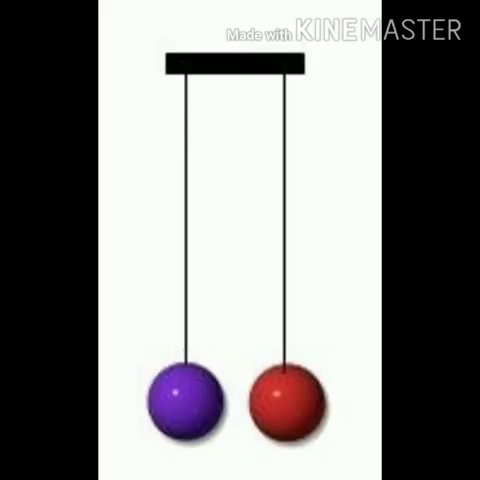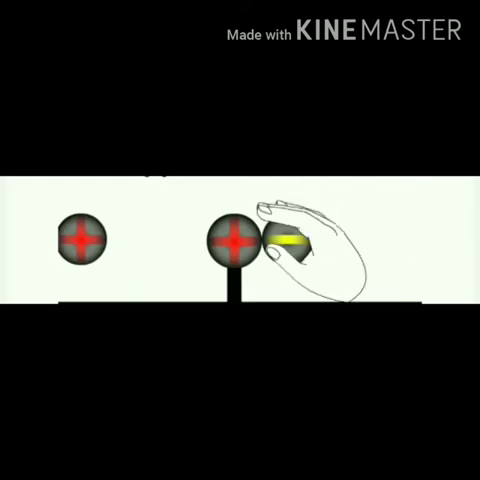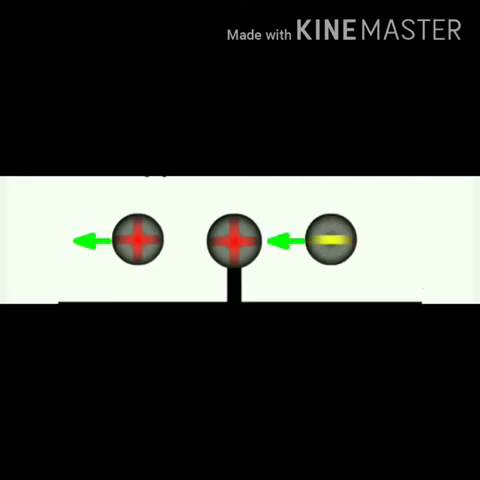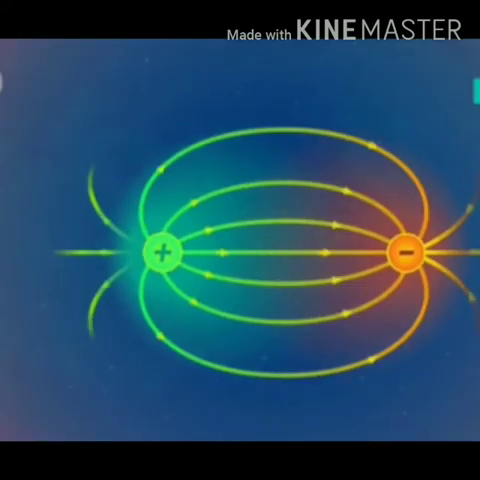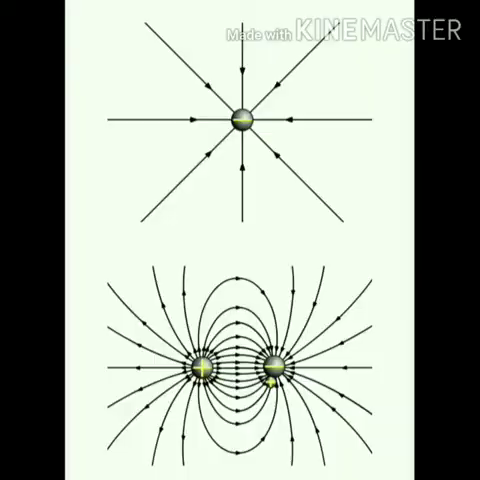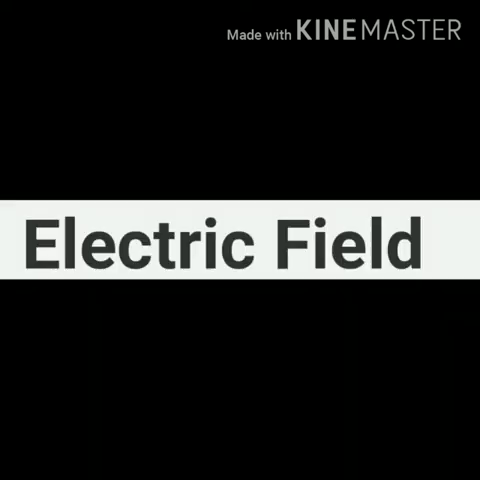Second is electrostatic force. The force exerted by a charged body on another charged or uncharged body is called electrostatic force. It acts from a distance. Like a magnet, a charged body also has a field of influence within which it exerts the force. This field of influence is called the electric field.